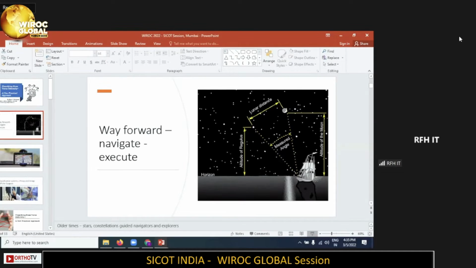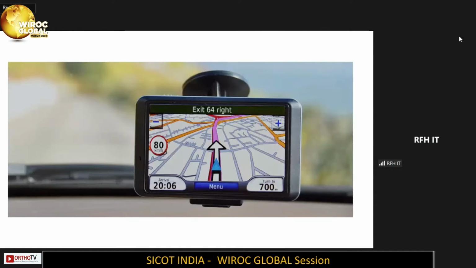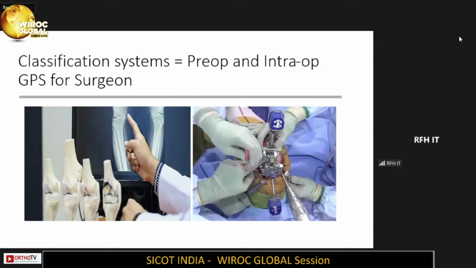So basically, classification is used to navigate the explorers. In olden times, stars and constellations were helpful for guiding the sea navigators. In today's day and age, GPS and AI-based maps are helping us to navigate. Hence, a classification system is basically a pre-op and intra-op GPS for a surgeon.